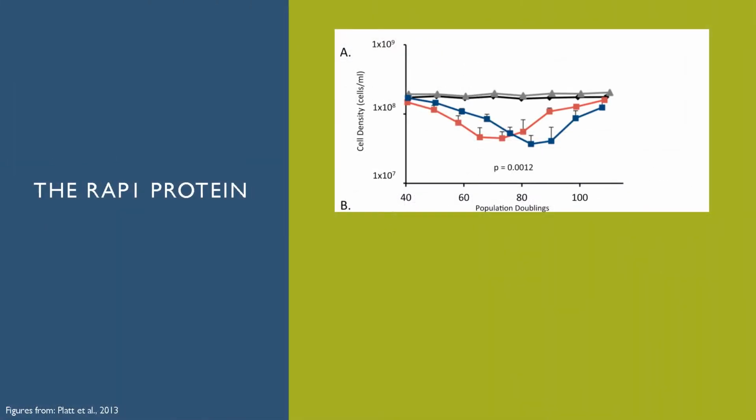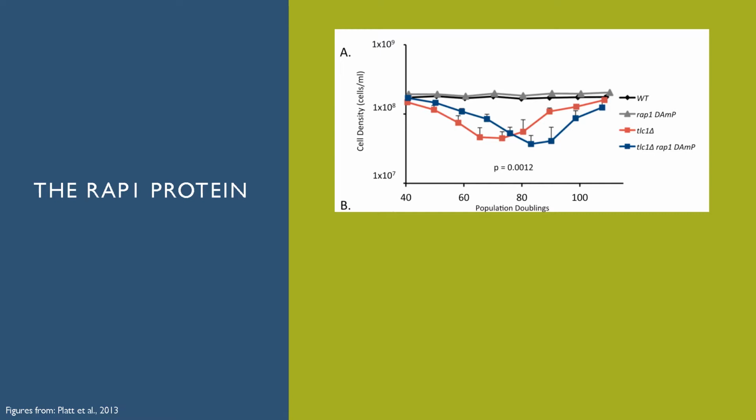In this figure, we see population doublings plotted against cell density for 4 different types of cells: wild-type cells, cells with decreased Rap1 levels, modeled senescent cells, and modeled senescent cells with decreased Rap1 levels. We see that as these cells increase in population doublings, the wild-type and Rap1 deficient cells remain relatively constant in their cell density. However, in the senescent modeled cells, we see that reducing the levels of Rap1 significantly delays senescence, meaning that Rap1 potentially drives senescence.